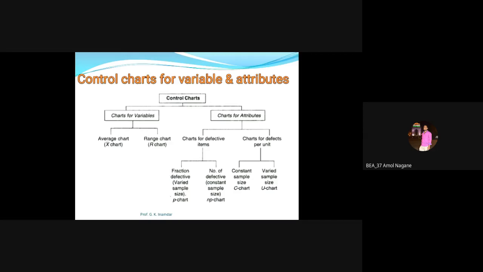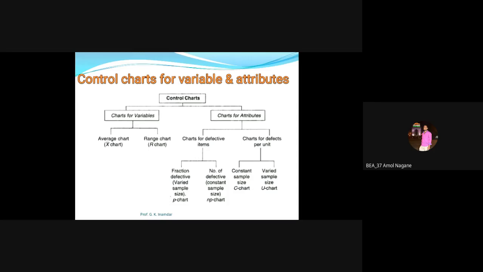So, control charts for variables and attributes. Basically, there are two types of control charts: charts for variables and charts for attributes. For the charts for variables, there are the average chart and range chart, so the X chart and R chart, which we will discuss. This is a data representation method.